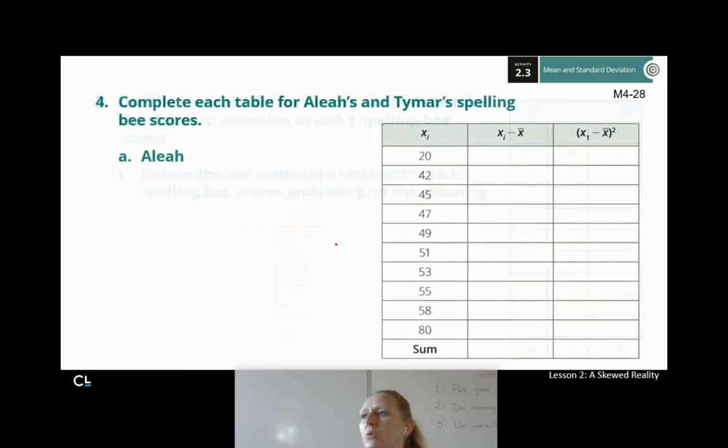I would like you to do all of this all over again. Find the mean, fill in the table, find the standard deviation. I would like you to do this all over again for Aaliyah, and then I'd like you to do it all over again for Timar. Go ahead, hit pause, work these out, and then hit play when you're ready to check your work.